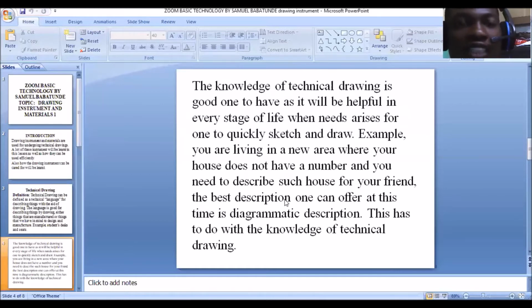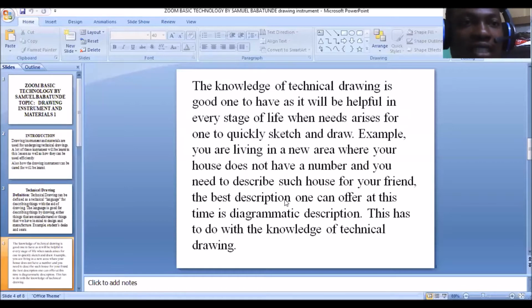This technical drawing is very, very important and very useful in technology, because sometimes ideas will just flow into your head. Sometimes you have some ideas, some imaginations that you can't put into practice immediately. But with the help of technical drawing, what happens? You sketch these things down, you put them into drawing, and when the time comes to put them into practice, you're able to get them and practice them. That is the main aim of technical drawing.